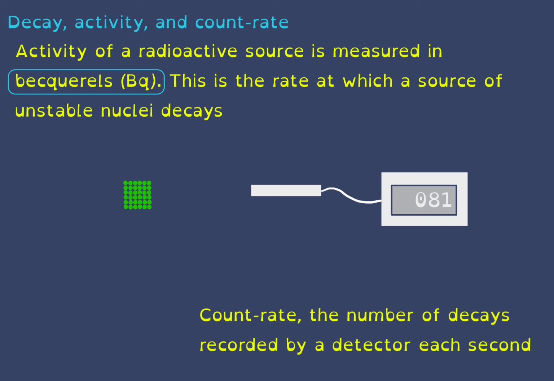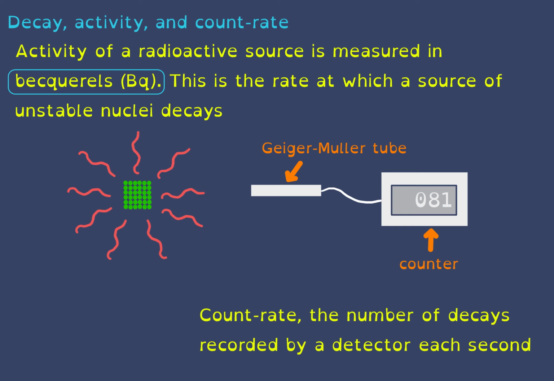The count rate is slightly different. This is the number of decays recorded by a detector each second. Count rate can be recorded by a Geiger-Müller tube, which detects the radiation, and a scalar counter, which displays the result. Because the radiation given out by the decaying isotope goes out in all directions, not all of the radiation is detected by the Geiger-Müller tube. For this reason, the count rate is always lower than the activity.